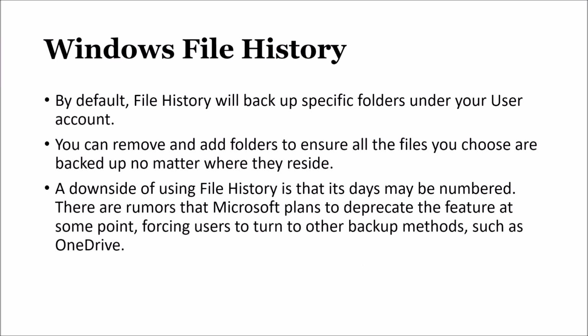By default, File History will back up specific folders under your user account. You can remove and add folders to ensure all files you choose are backed up no matter where they reside. The downside of using File History is that its days may be numbered. There are rumors that Microsoft plans to deprecate the feature at some point, forcing users to turn to other backup methods such as OneDrive.